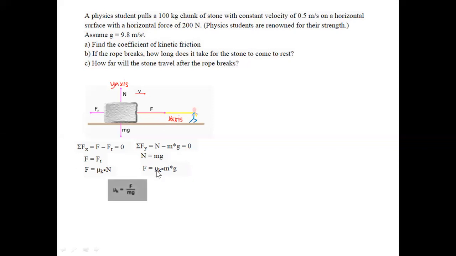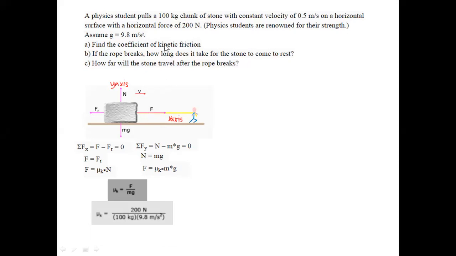Thus, if we're solving for the coefficient of kinetic friction for letter A, manipulate this formula: divide both sides of the equation by mass times gravity. This gives us mu k is equal to force all over mass times gravity. All right, let's substitute or plug in the given values.